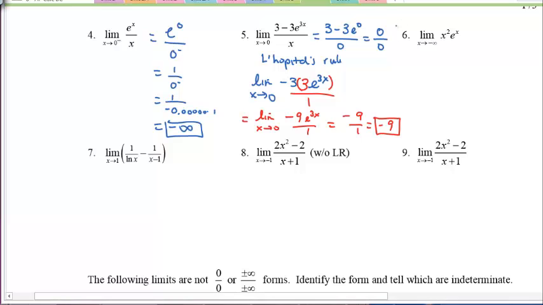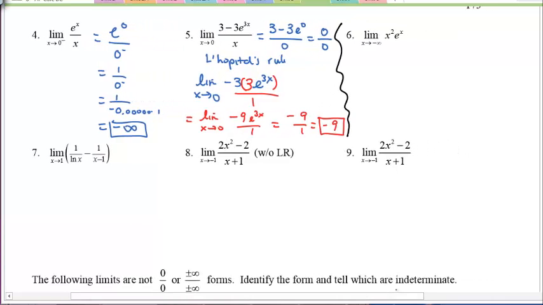Okay. Number 6. If you were to do this one, negative infinity squared, plugging that in, that just becomes infinity, because infinity squared is just infinity. And e to the negative infinity, well, that's 0. Now, this is an indeterminate form, but it's not the form that we want for L'Hopital's rule. We need to have a fraction. So what can we do?